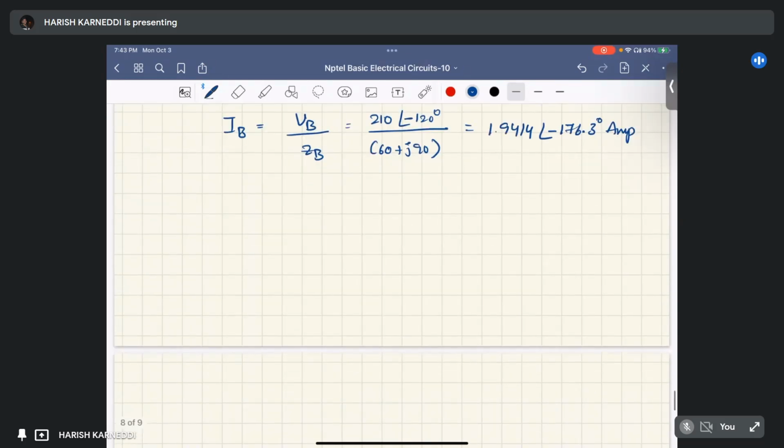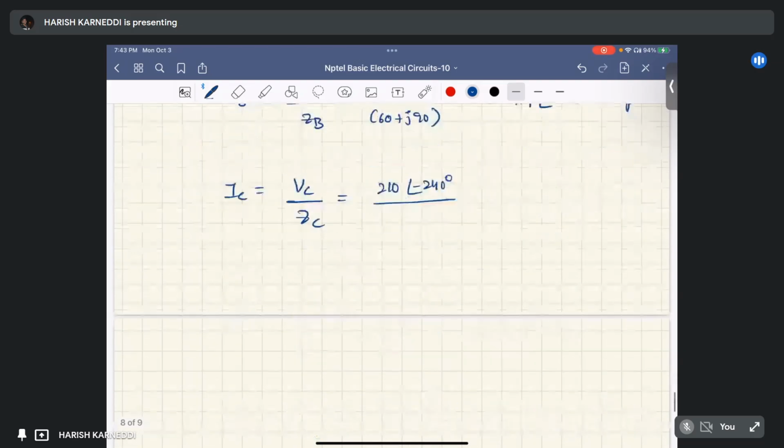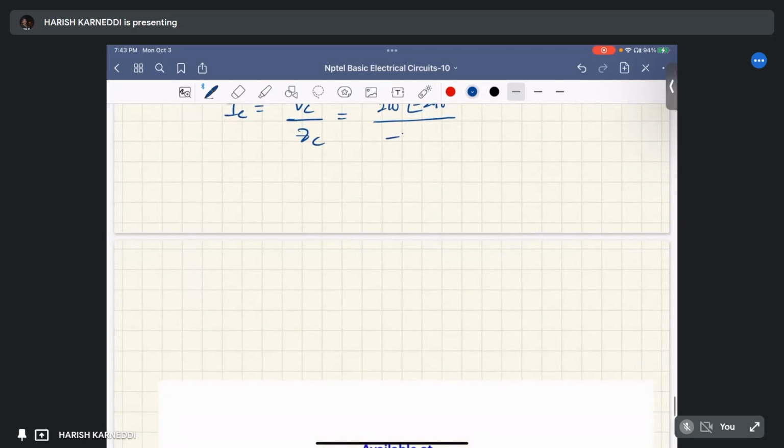Similarly, we can calculate IC. IC equals VC by ZC, where VC equals 210 at an angle of minus 240 degrees. What is the value of ZC here? ZC is minus j80 ohm.